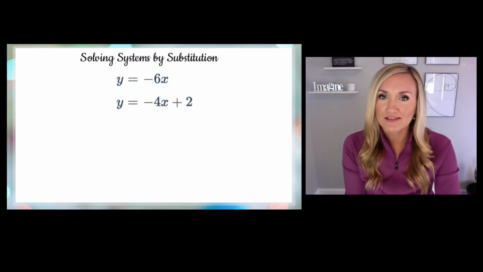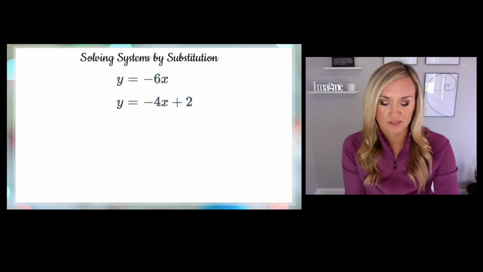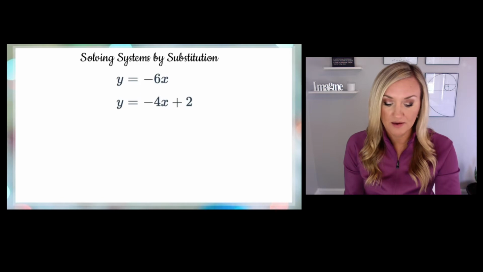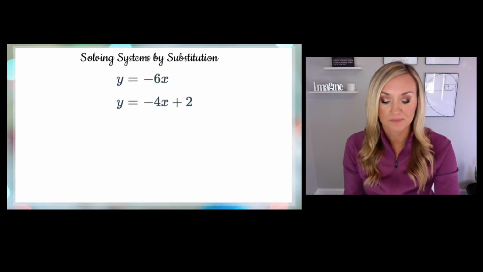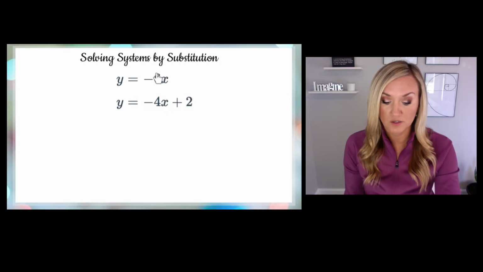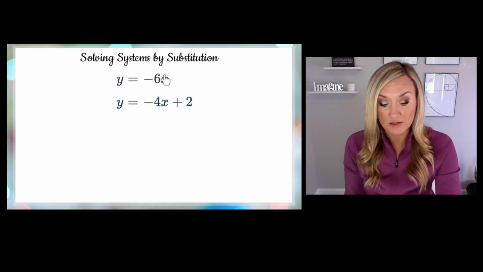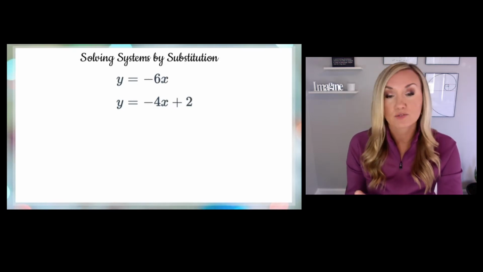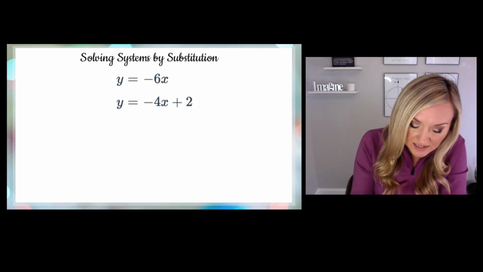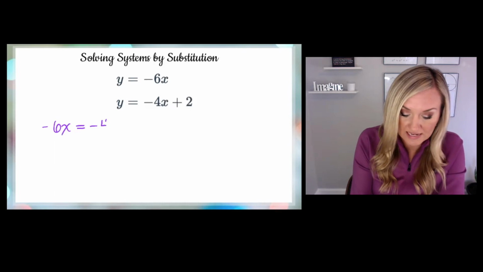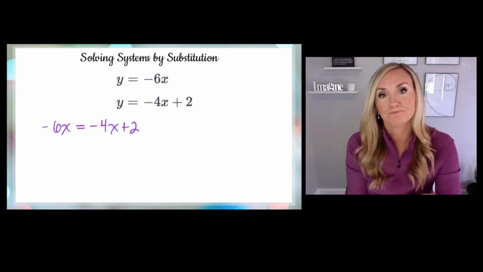If you notice, both of the equations have y equals, right? If y equals this part and y equals this part, don't these two equal each other? I mean, yeah, right? It's just saying that this y equals this and this y equals this, so both of these should equal each other. And that's what we're going to write down. We're going to say that negative 6x is going to equal negative 4x plus 2.